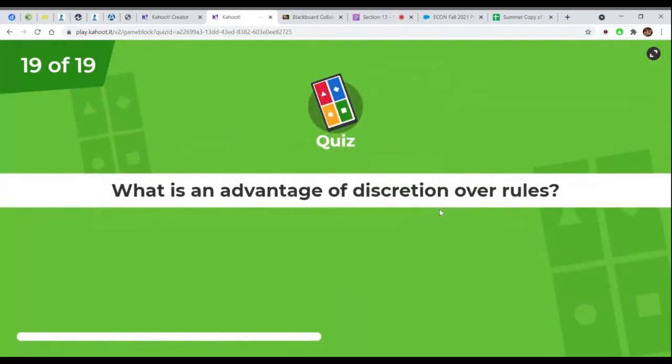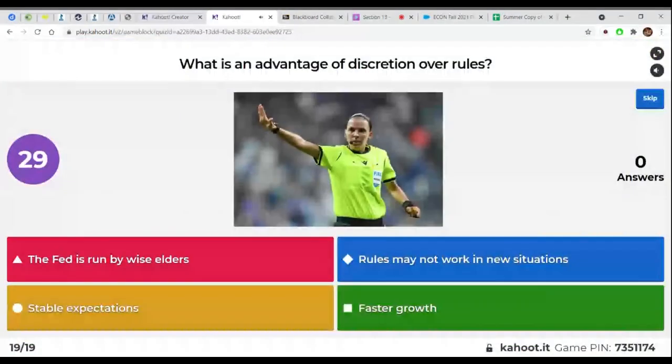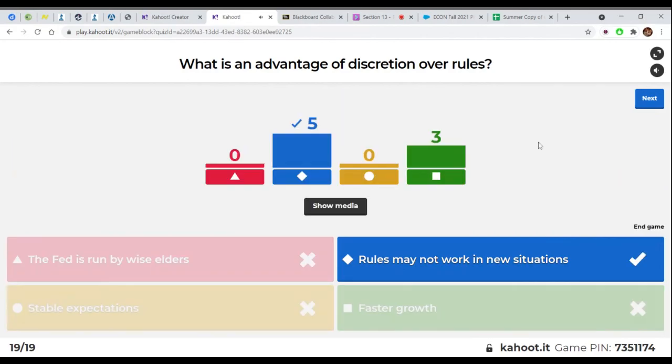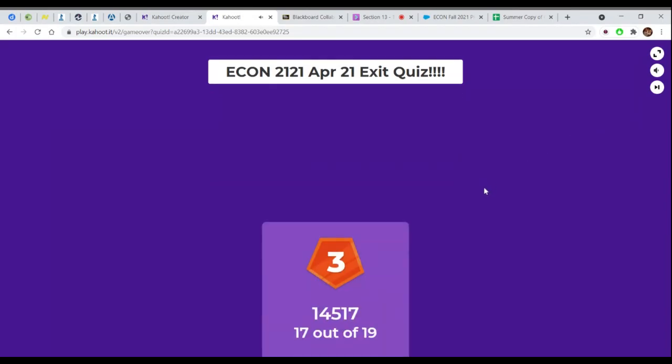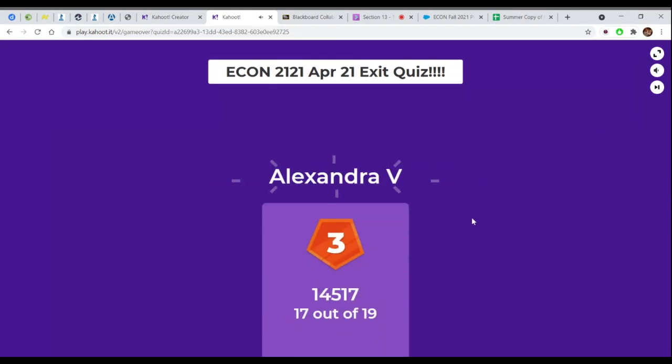Last question. What is an advantage of discretion over rules? Is it because the Fed is run by wise elders? Rules may not work in new situations. That's right. All right. Let's see how we did.